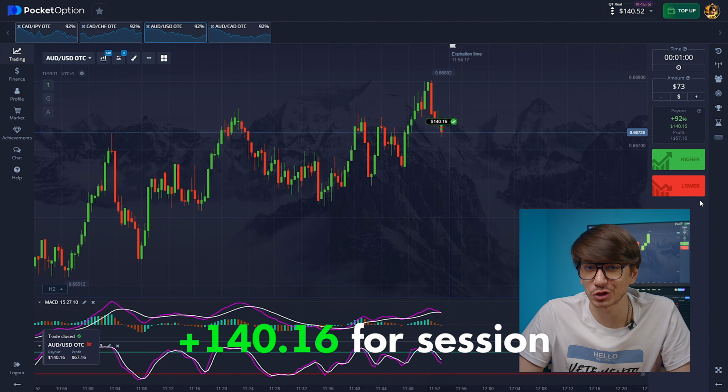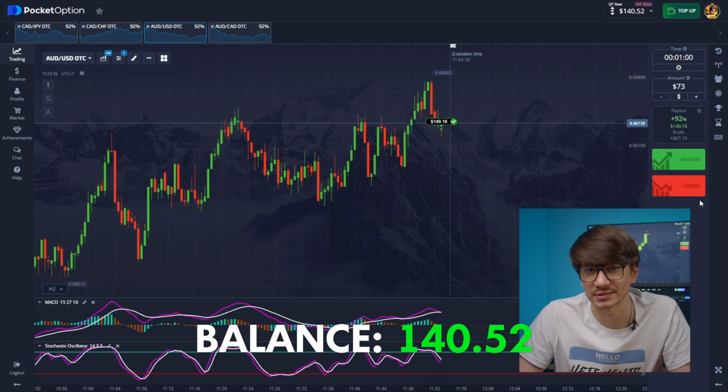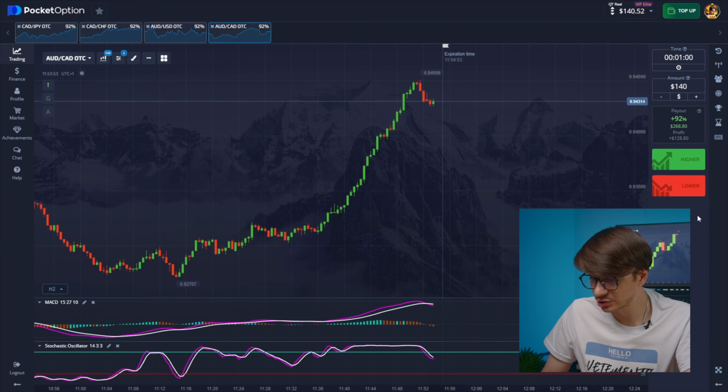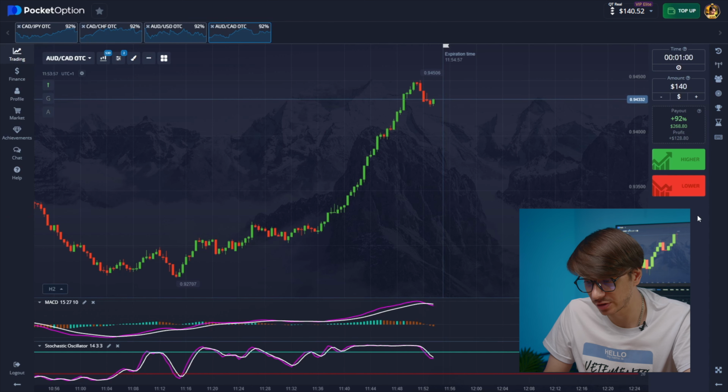Once again, this session brings results. That's awesome. Onward! So, the Australian and Canadian team is showing a very ambiguous position on the chart.